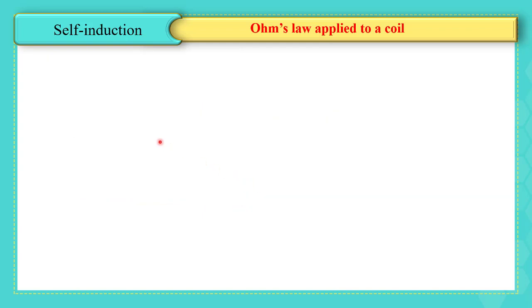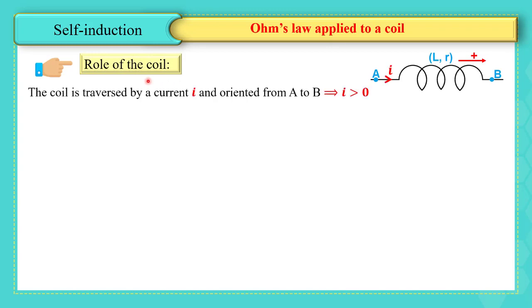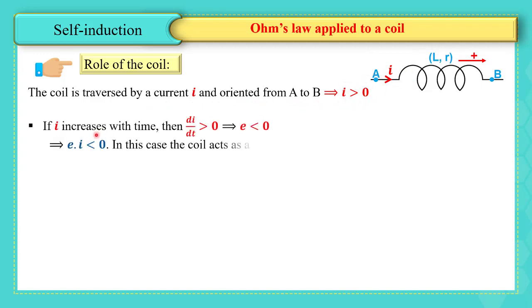Now in order to know the role of the coil in a certain circuit, we must take a look at e.i. Suppose that a coil is traversed by a current i and oriented positively from A to B, so in this case i is positive. If i increases with time, then di over dt, or the slope, is positive. So in this case e will be negative, since e equals minus L di over dt. And so the product e.i will be negative.